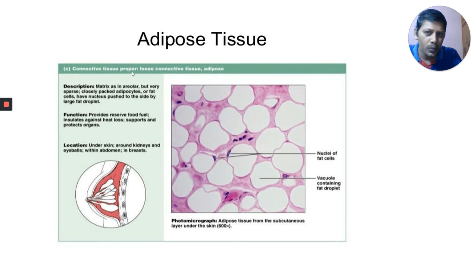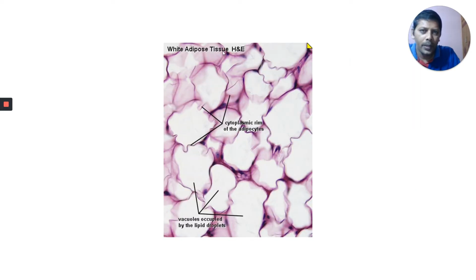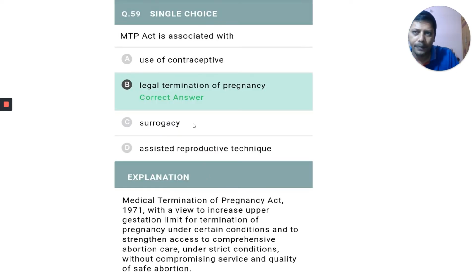It is a connective tissue proper, loose connective tissue, adipose tissue. White adipose tissue here shows the cytoplasmic rim of the adipocyte, with cytoplasm present at the periphery, and vacuoles occupied by lipid droplets.